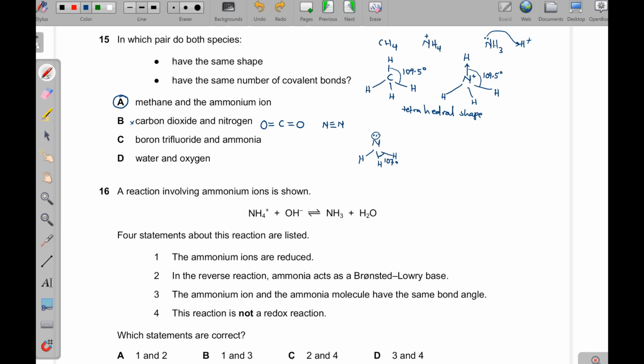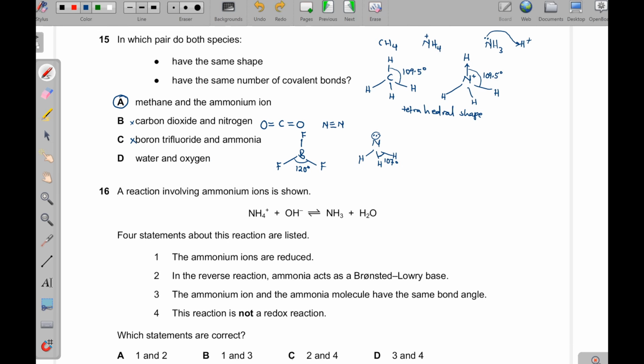Boron trifluoride. This is boron. Then you have fluorine. This one, the angle is 120. Okay, the fact that these two do not have the same shape, so already this one is off.